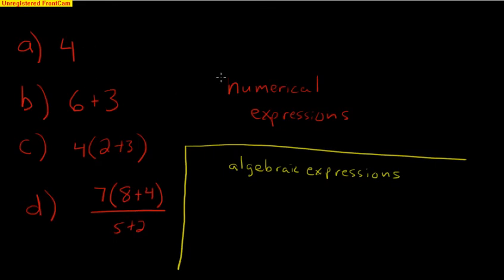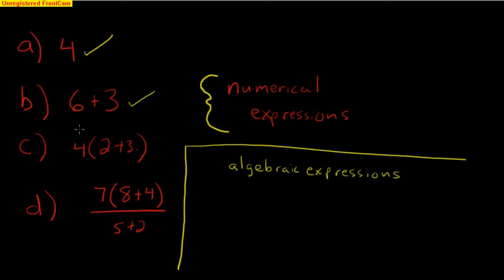But just to begin, first term is numerical expression. We use expressions in algebra. We've got 4 here. A, this is considered a numerical expression. B, 6 plus 3, also considered a numerical expression. 4 times the quantity 2 plus 3 is considered a numerical expression. And your book says a numerical expression consists of a meaningful arrangement of numerals and symbols.